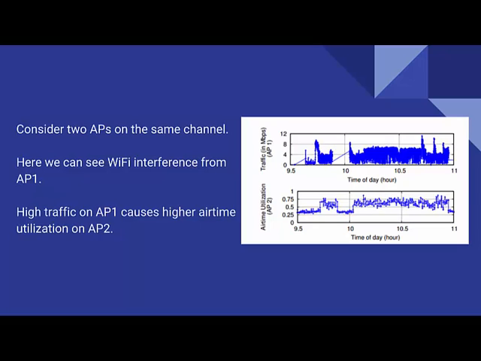Here we can see two APs that are on the same channel. AP1 is having a lot of traffic, while AP2 has a lot of airtime usage. The high traffic from AP1 causes higher airtime usage on AP2. In this graph we can see that the higher traffic rate causes a higher airtime rate by about 70%. In general, higher traffic can cause more airtime usage.